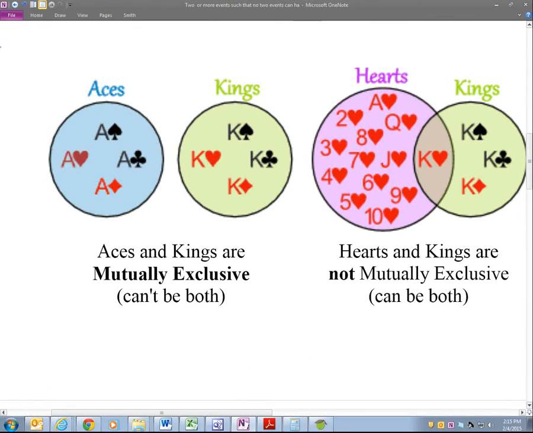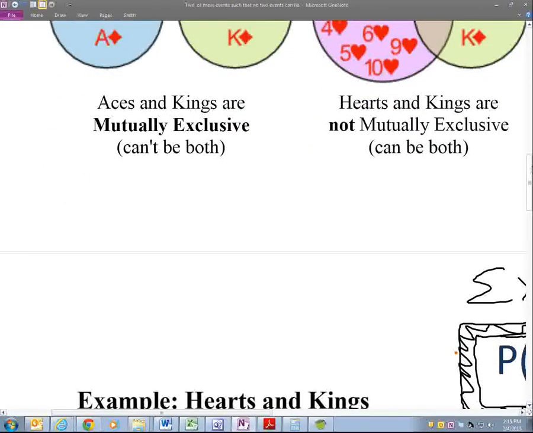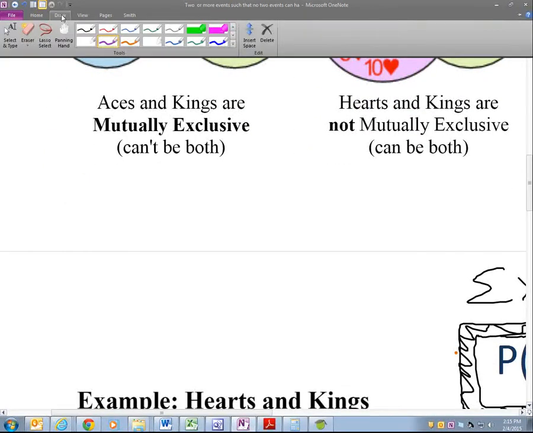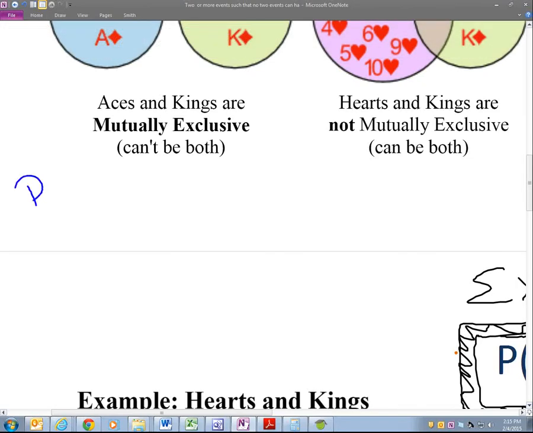Sorry. So we have aces and kings. You cannot have an ace that is a king. You can't have a king that is an ace. Those are two things that do not combine. So whenever we're looking at probability, I'm going to just make this connection right now. I didn't do this in the other classes. So the probability of having ace or king. Is that inclusive or exclusive? It says right there. Okay, it's going to be exclusive.